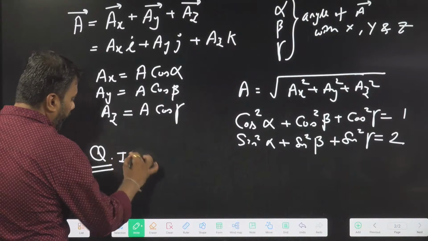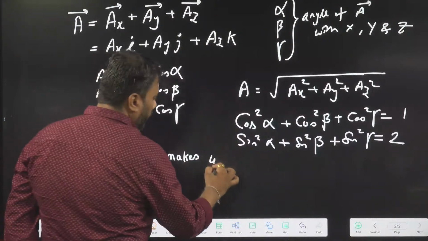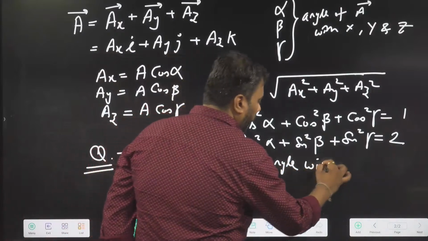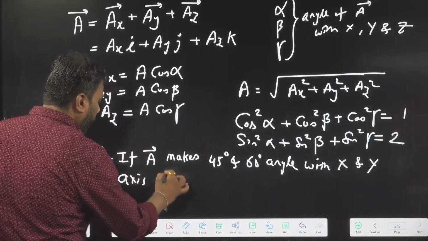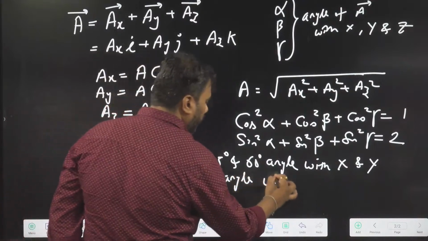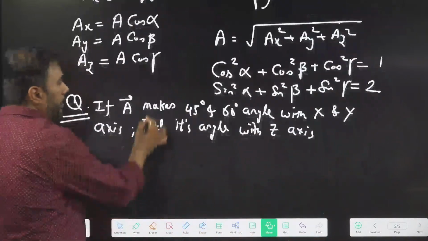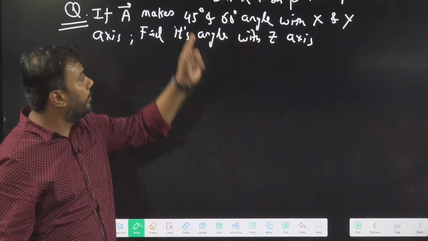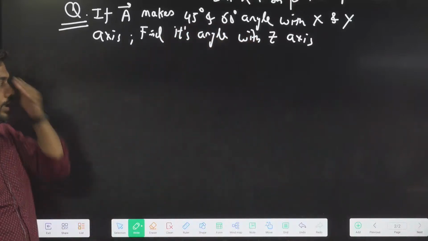If a vector makes 45-degree and 60-degree angle with the x and y axis, find its angle with the z axis. So my first question is, a vector is making 45-degree and 60-degree angle with x and y. Find the angle of the vector with the z axis. Try this.